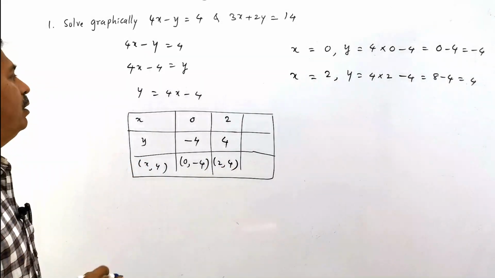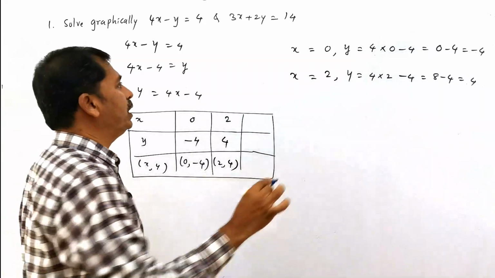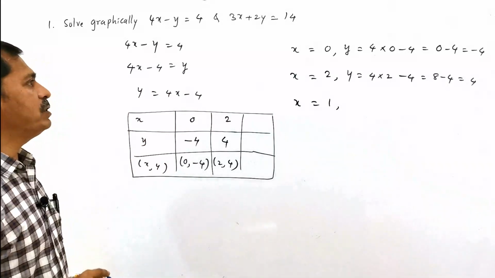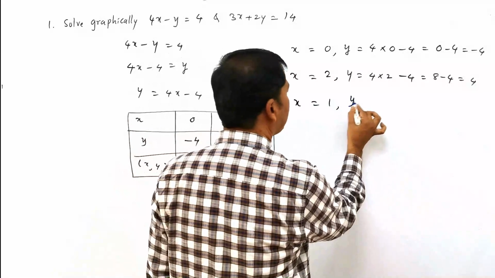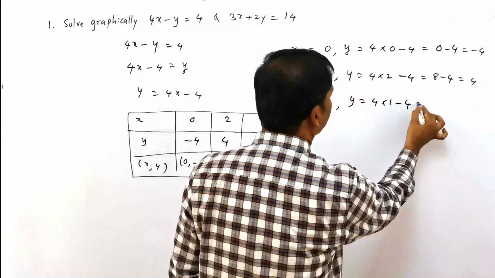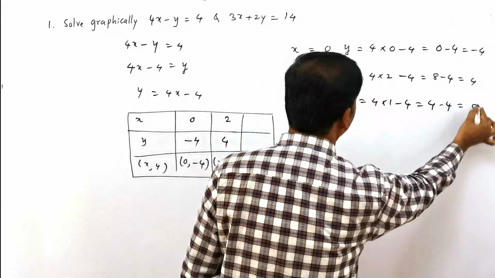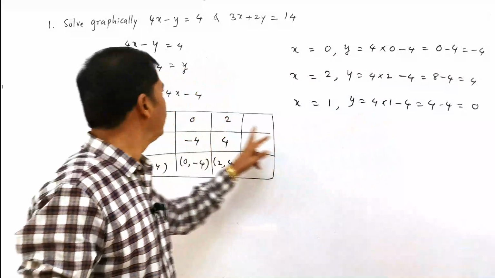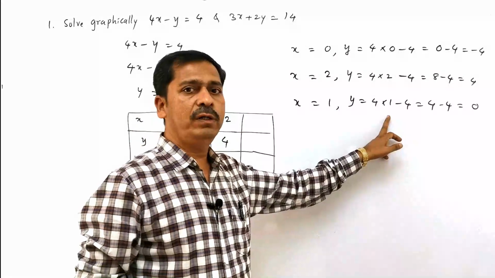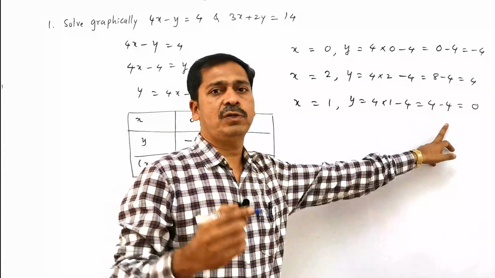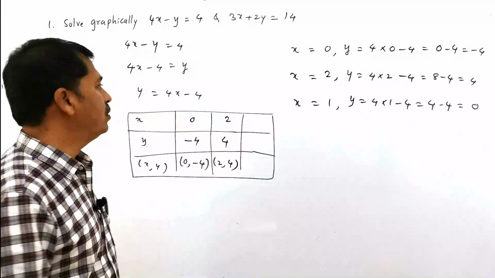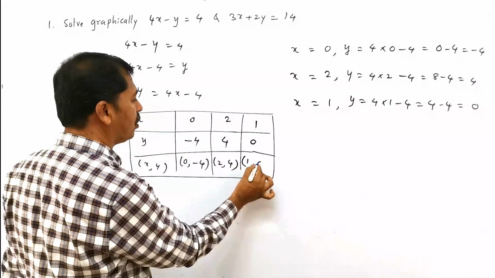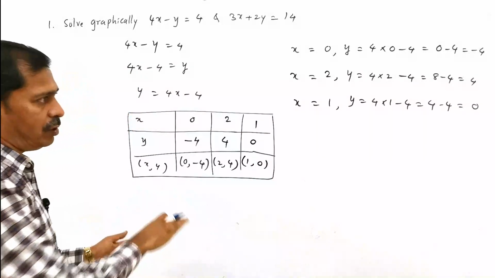One more convenient value you take here: x is equal to 1. Very easy. If x is equal to 1, then y is equal to 4 into 1 minus 4, so 4 minus 4, which is equal to 0. So when x is equal to 1, the y value becomes 0, and the coordinate becomes 1 comma 0. The next work is to plot this on the graph.